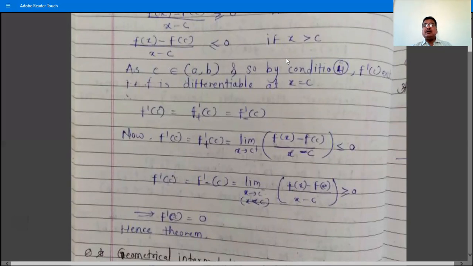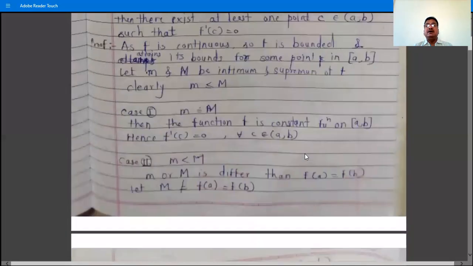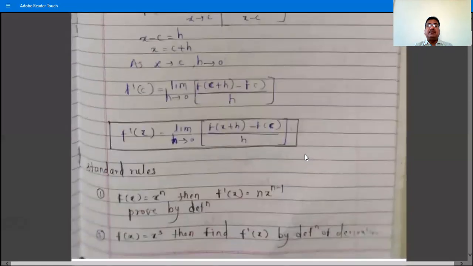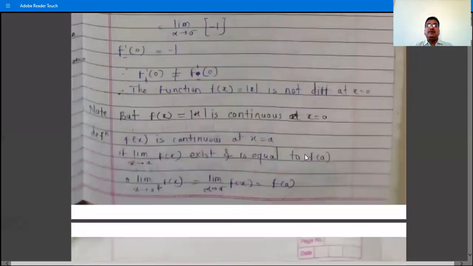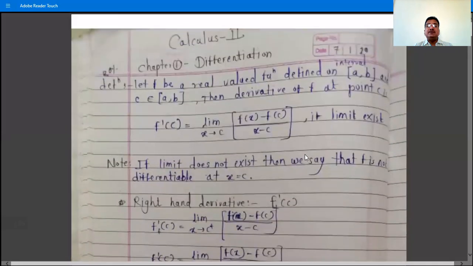So as the point C belongs to the open interval (a, b), f'(C) exists, or f is differentiable at x equal to C, and therefore f'(C) plus is equal to f'(C) minus is equal to f'(C). And what is the value of f'(C) plus? It is the limit as x tends to C plus of f of x minus f of C divided by x minus C, by using the definition of differentiability. This is the definition of a differentiable function. So when we say the function is differentiable, f'(C) is the limit as x tends to C of f of x minus f of C divided by x minus C.